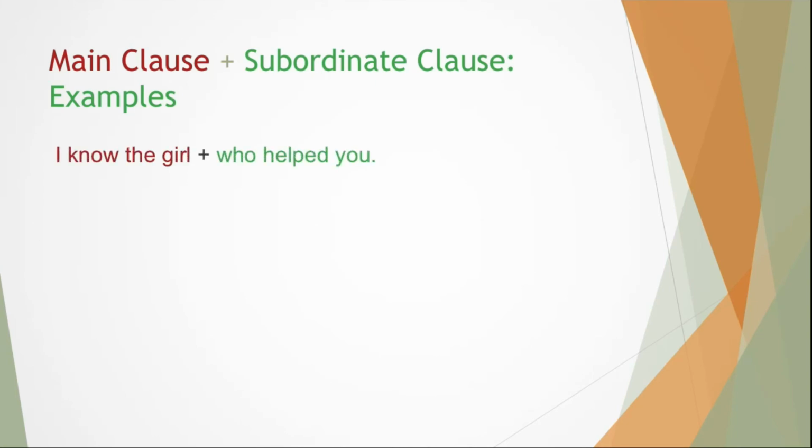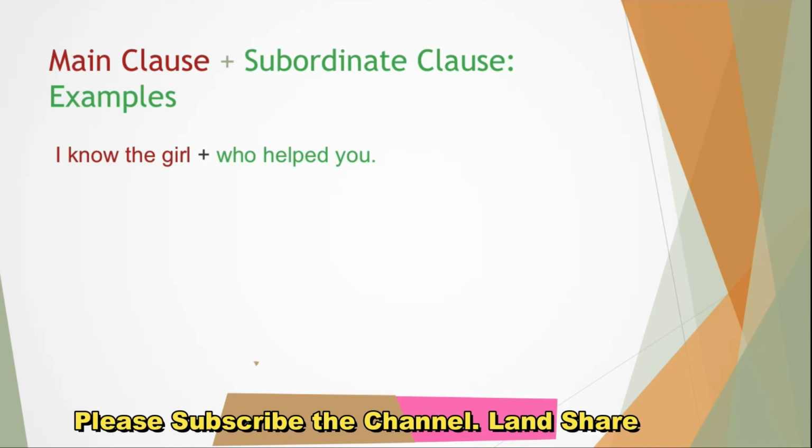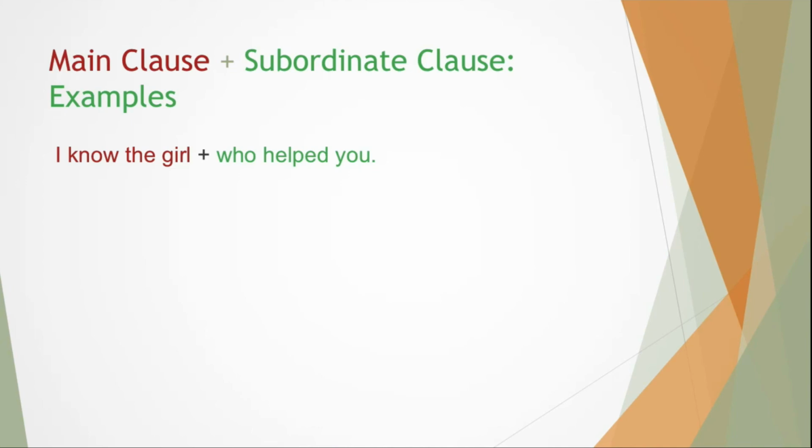So the words in red are main clause and the words in green are examples of subordinate clause. So we will take this as a full sentence. I know the girl who helped you, right? I know the girl is the main clause, right? I is the subject, know the girl is the predicate. It makes sense, right? Who, subject, helped you, predicate. But if you separate it from I know the girl who helped you, would not make any sense on its own. Helped you. I hope you understood the difference between both the clauses and the meanings too.